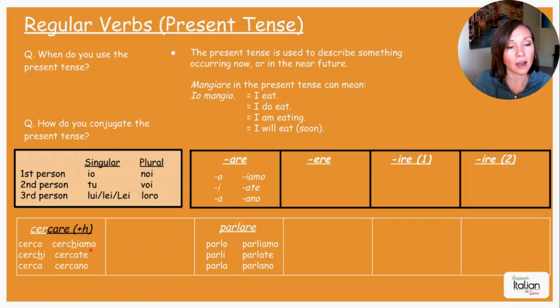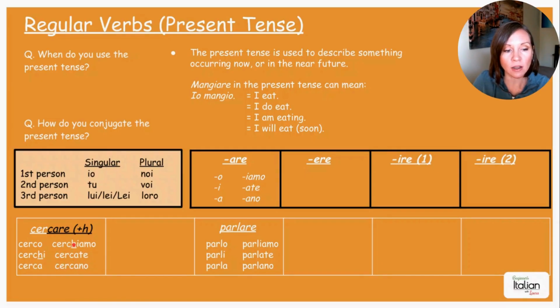Now, if you have an ARE verb that is preceded by a C, you need to add an H in here and here to retain the hard C sound. Otherwise this will change to a soft C. So for instance, cercare is to look for or to search for. So we have cerco, cerchi, cerca, cerchiamo, cercate, cercano.